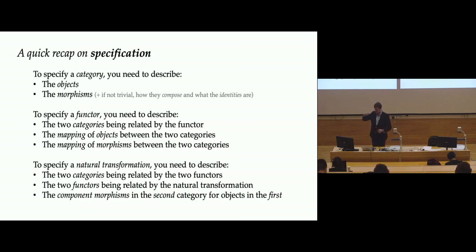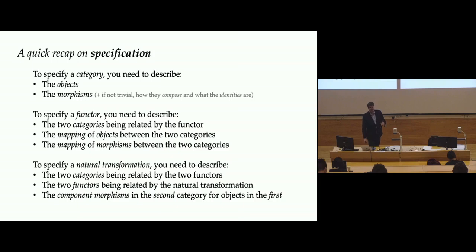This is just to recap: whenever you talk about these individual objects, what do you need to specify in order to talk about them? To specify a category, what do you need to tell me? You need to tell me what the objects and the morphisms are. And if it's not directly trivial from your definition of morphism, you need to also tell me how they compose and what the identities are.